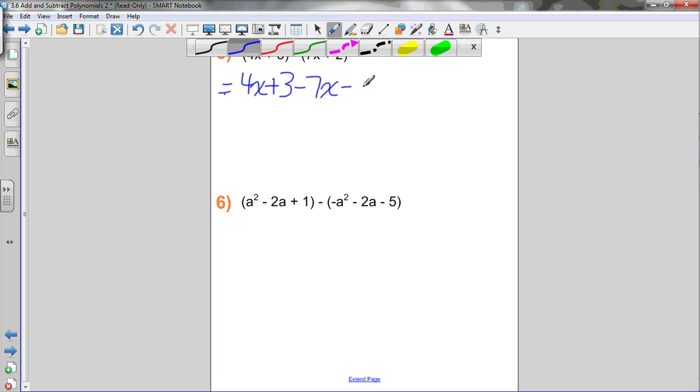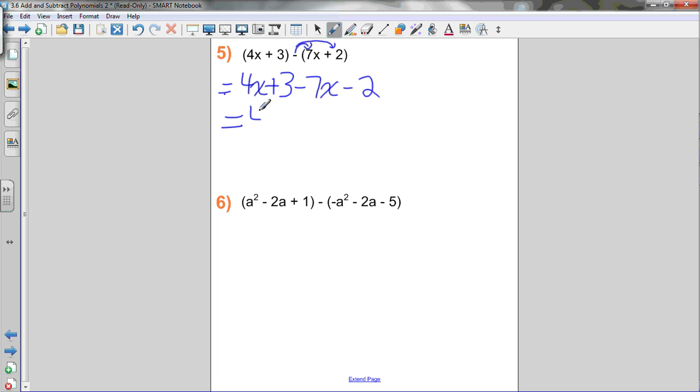So when I subtract positive 2, a plus and a minus beside each other simplifies to a minus. So I have 4x plus 3 minus 7x minus 2. I'll group my like terms together for this one. So 4x minus 7x, and then plus 3 minus 2. Then we'll collect our like terms. 4x minus 7x gives me negative 3x. 3 minus 2 gives me positive 1.